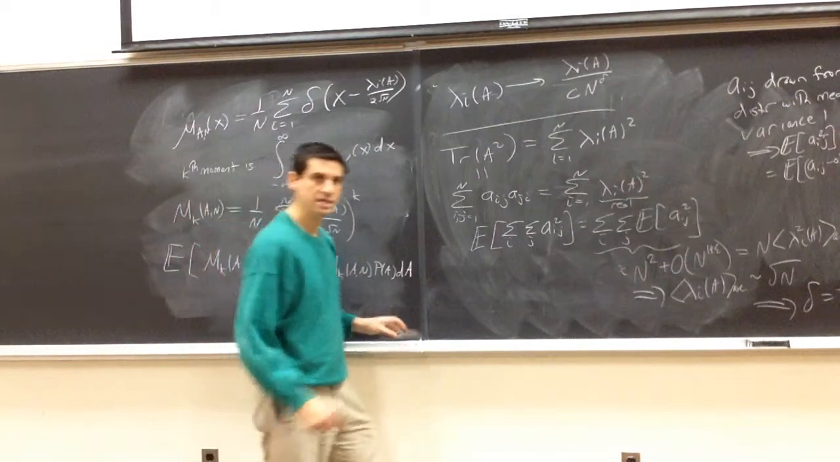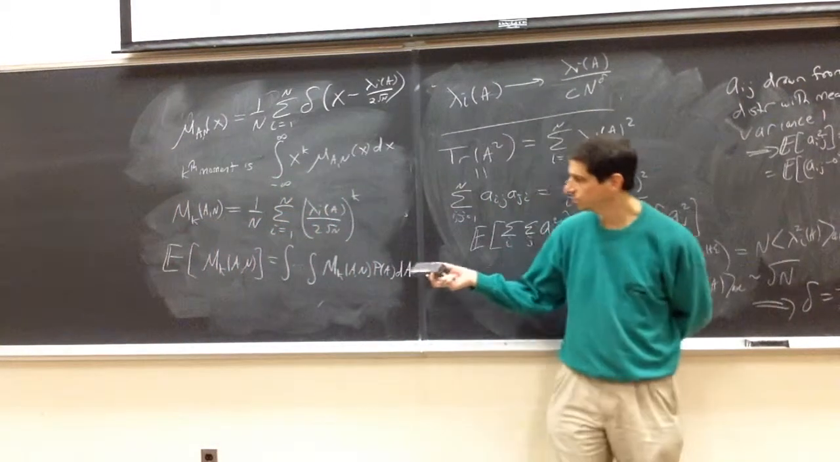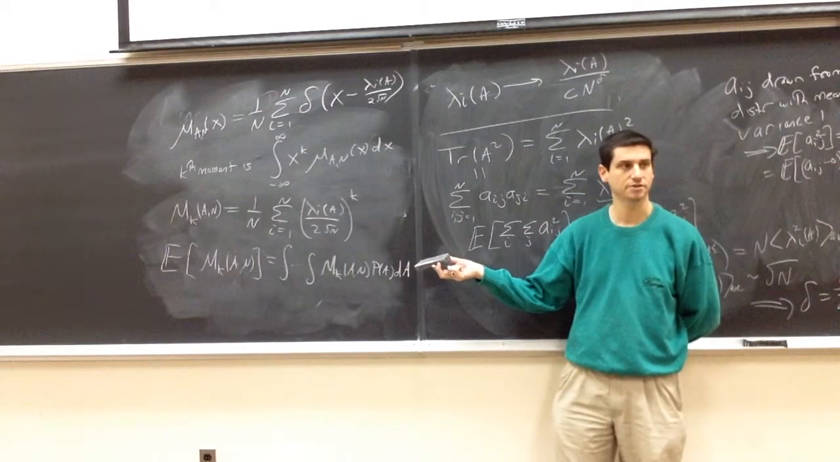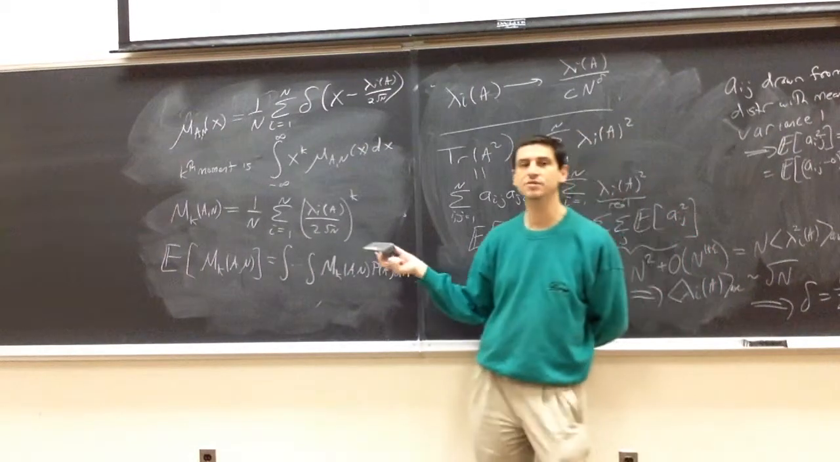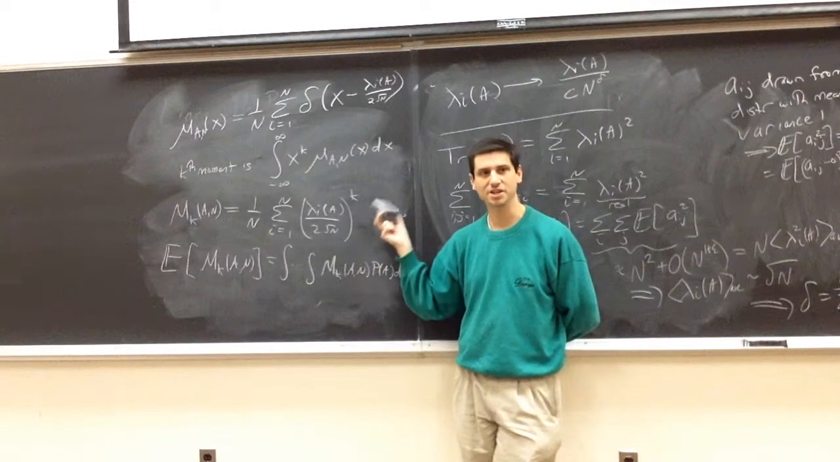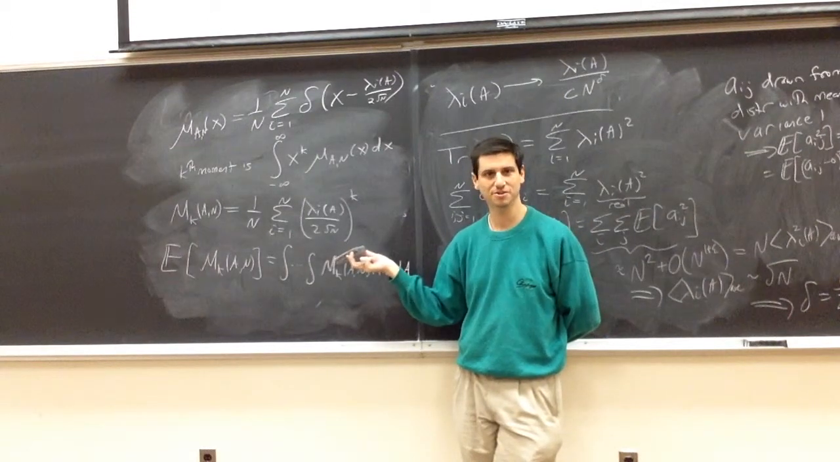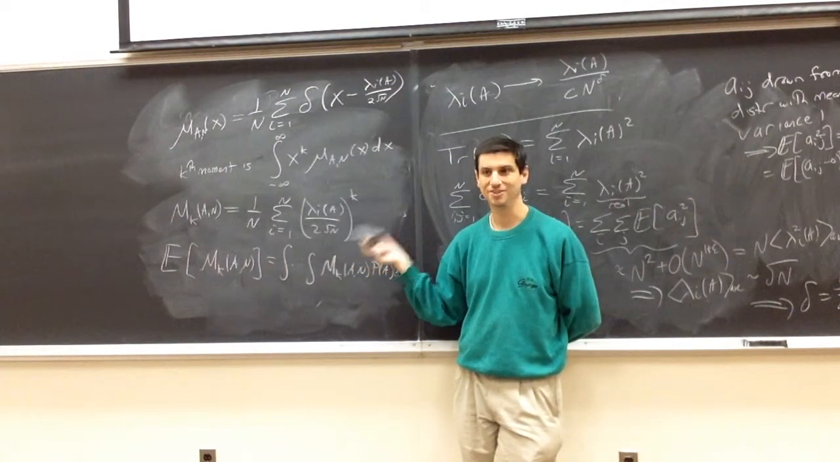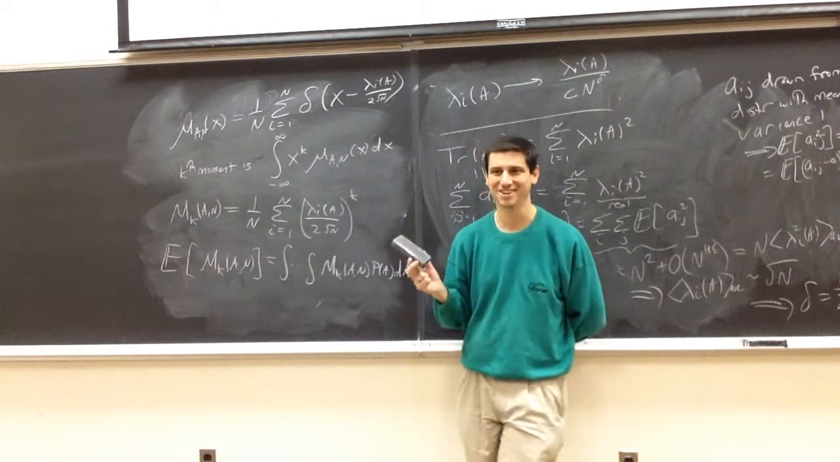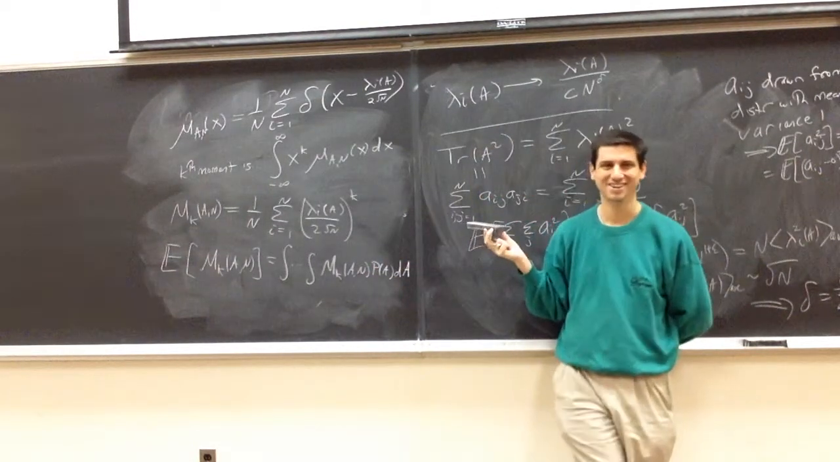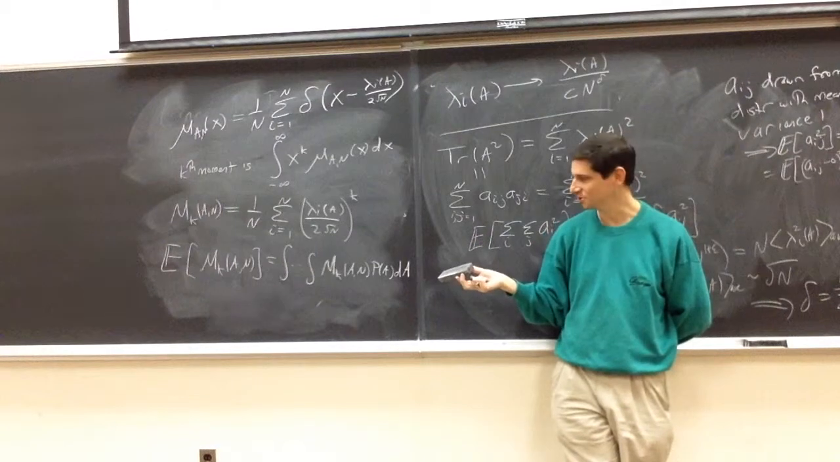And the hope is that the average kth moment will converge to something nice as n gets large, and that will be the moment of a nice distribution. Any idea which distribution is going to be the moments of? Not Gaussian. Semicircle. That's why it's Wigner's semicircle law. So it's going to converge to the moments of a semicircle.